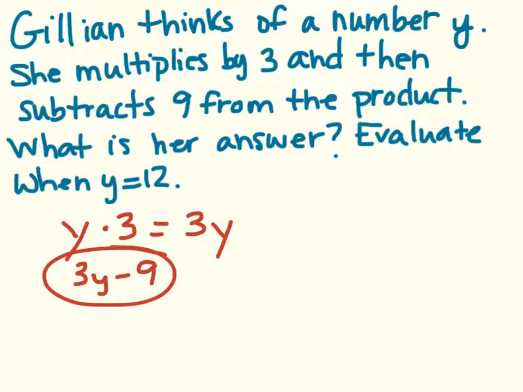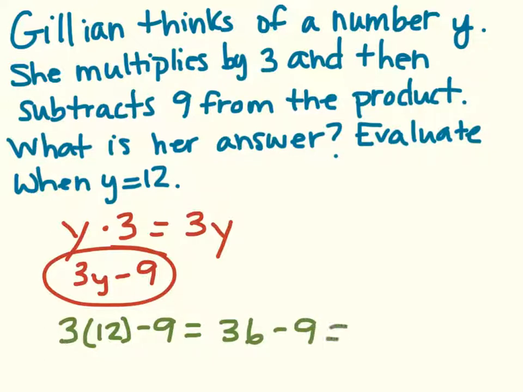Now, let's evaluate if y equals 12. So to evaluate, all we have to do is substitute in 12 for y, which will give us 3 times 12, which equals 36, minus 9, giving us a final answer of 27. See, it's really just a logic problem. Let's go on and work one of these on your own, and that will close out Chapter 7.5 and Chapter 7 for us.